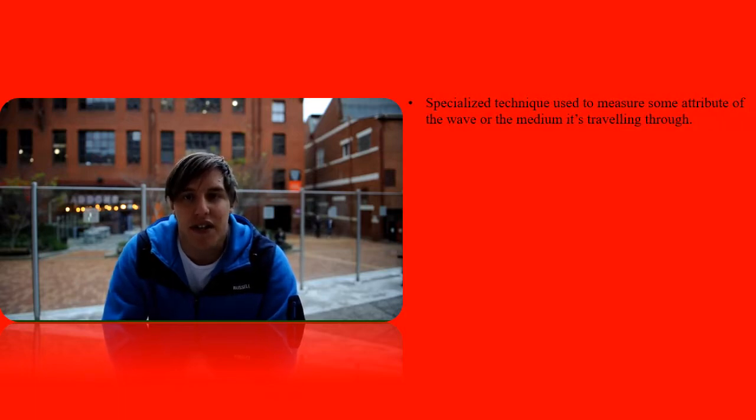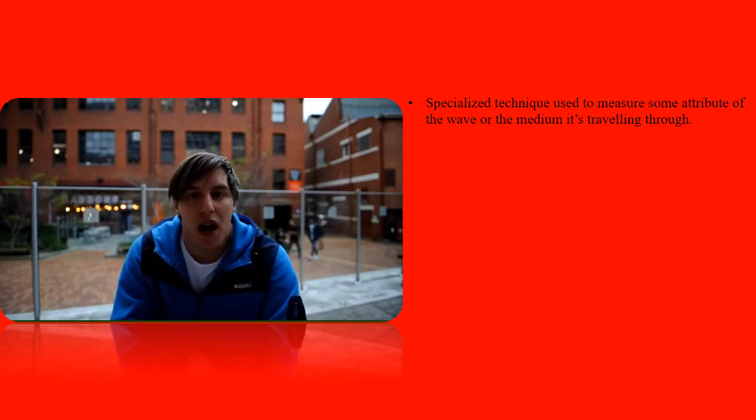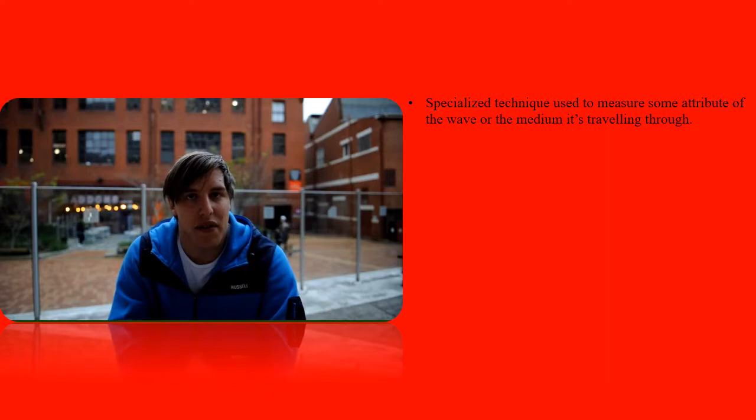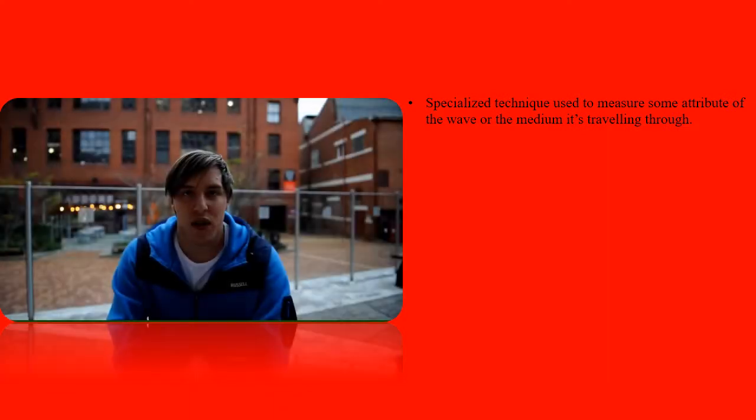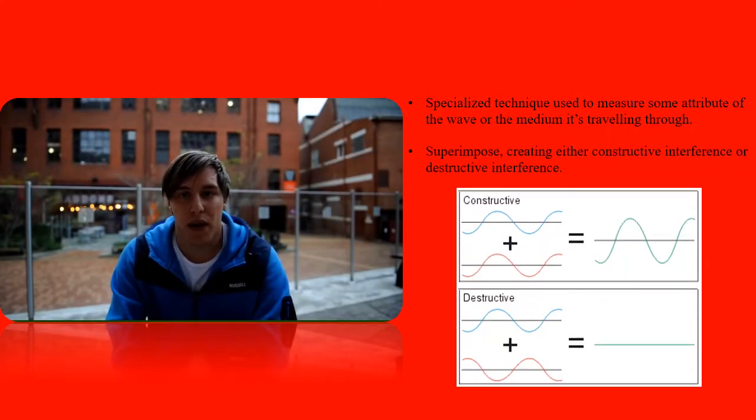Your first question might be, what is interferometry and what is an interferometer? These are good questions. Firstly, interferometry is a specialized technique where interference patterns of electromagnetic waves are used to measure some attribute of the wave or the medium that it's traveling through. These interference patterns are caused when two wavelengths of light are superimposed, creating either constructive interference when the peaks of the wavelengths align, or destructive interference when the wavelengths are out of alignment.